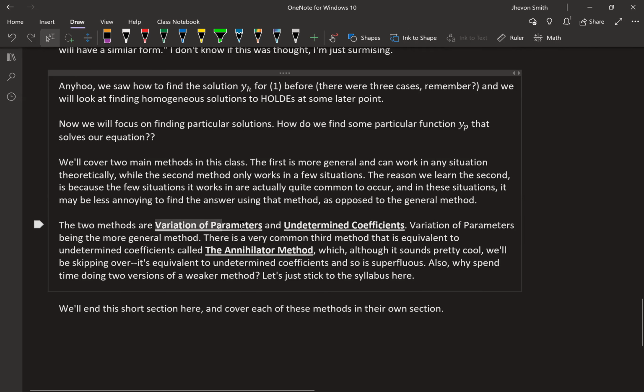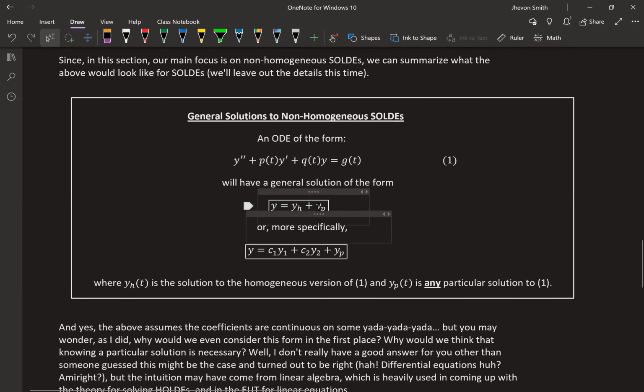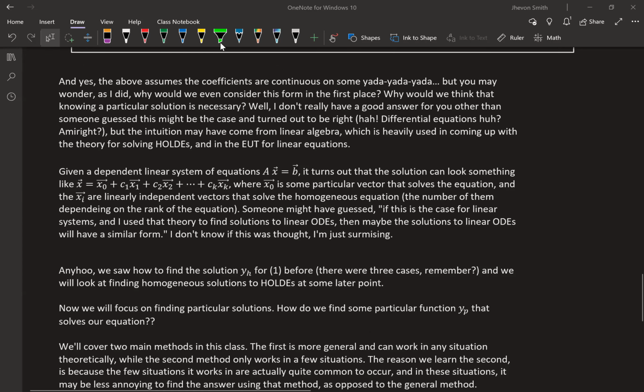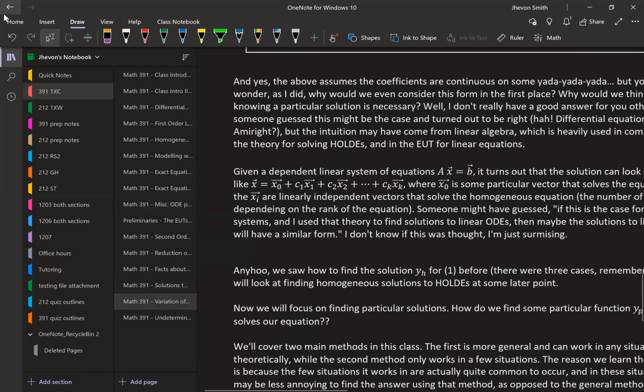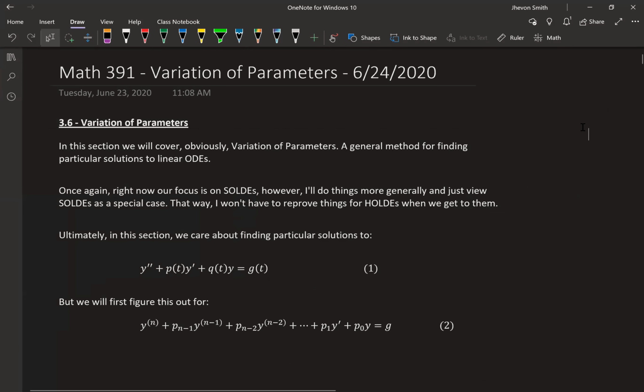These two, I just want to emphasize, are methods for finding the YP, only finding a portion of this general solution. You still have to find the homogeneous portion to find the general solution. But finding that YP, for some random ODE, how can I find a specific function that solves that ODE when it's not homogeneous? Right? So that's what we are going to look at. And that leads us into the first topic of today, variation of parameters.